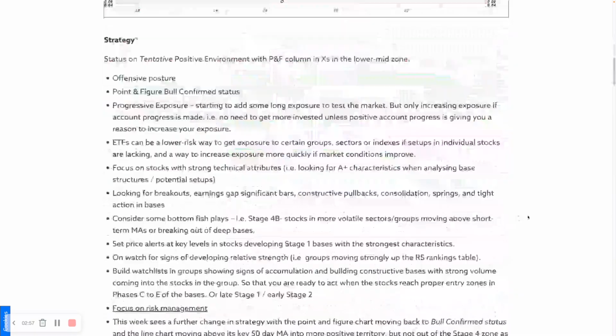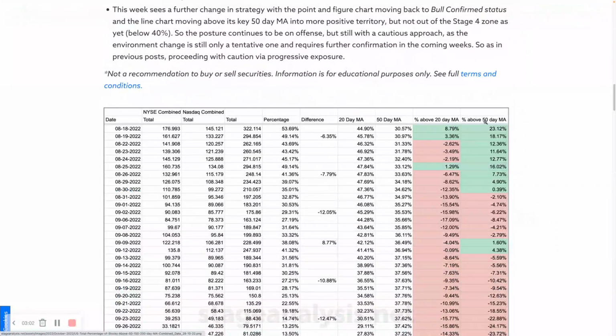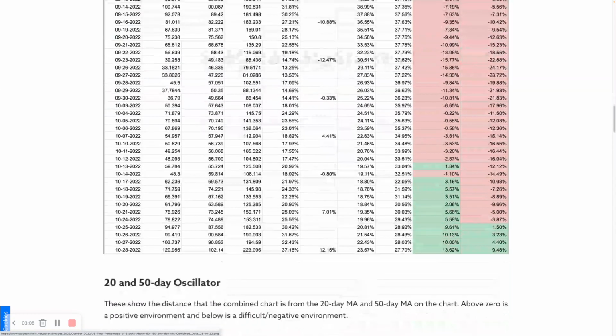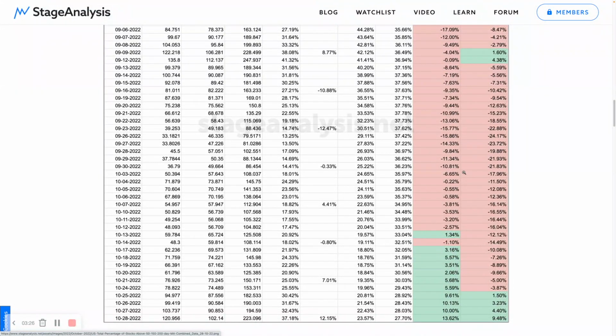So if we look down into the data, you'll see we've got the percent above the 20-day MA and the percent above the 50-day MA in these final two columns here. So you can see when both of these are positive, that's when we're potentially in a positive environment and when we want to get involved on the long side again. So potentially using progressive exposure, for example. You don't have to, obviously, I'm not suggesting you dive in, but everything in sensible moderation. And when they're negative, that's when you're either sitting in cash or when you're short in the market.